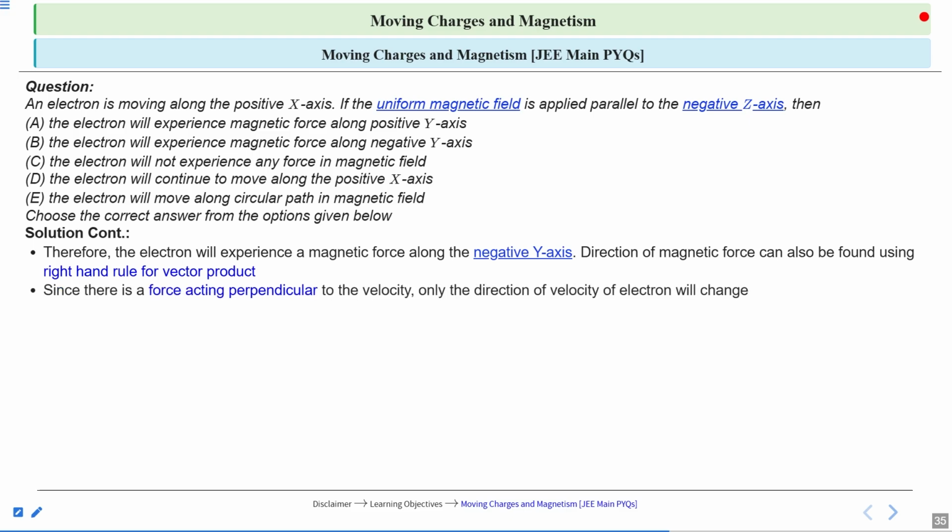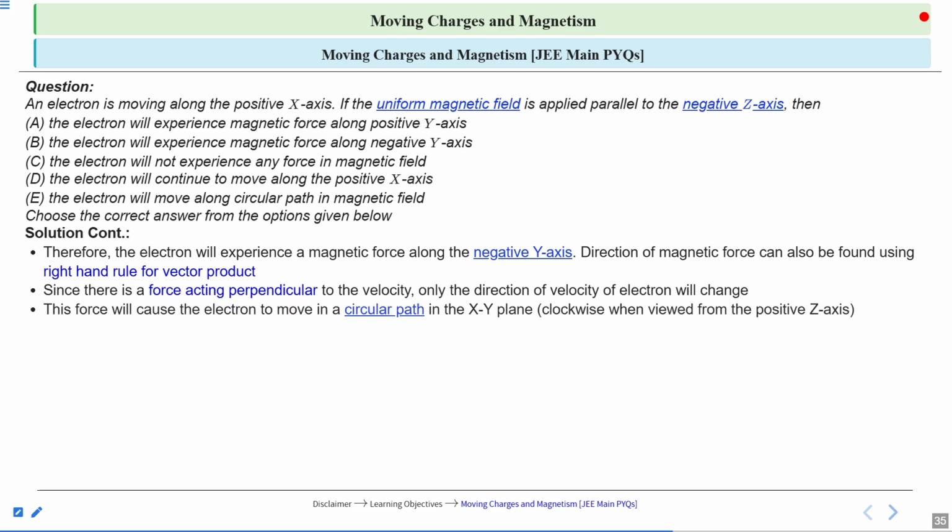Since the force is acting perpendicular to the velocity, this magnetic force is perpendicular to the velocity. The velocity is along the positive x-axis and this force is along the negative y-axis, so they are perpendicular. So only the direction of the velocity of the electron will change, not the magnitude. Due to this, the force will cause the electron to move in a circular path in the xy plane, clockwise when viewed from the positive z-axis. If we view from the positive z-axis, the motion of the electron will be circular in the xy plane.